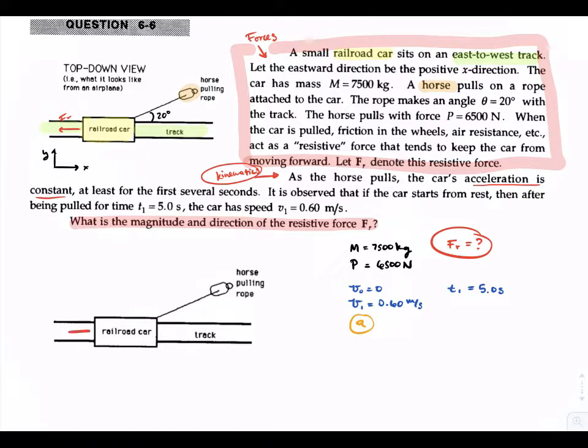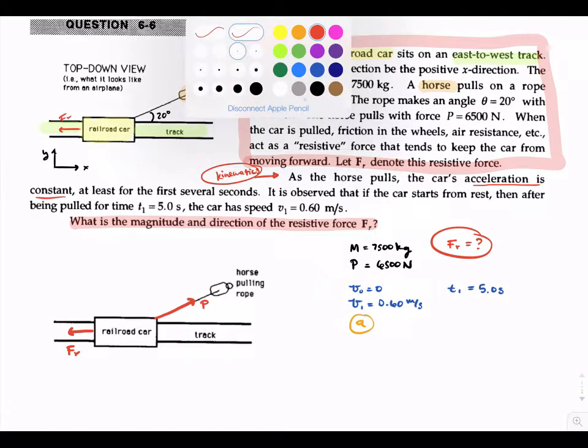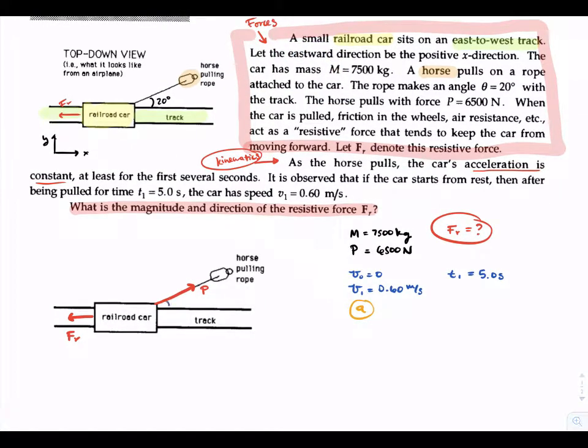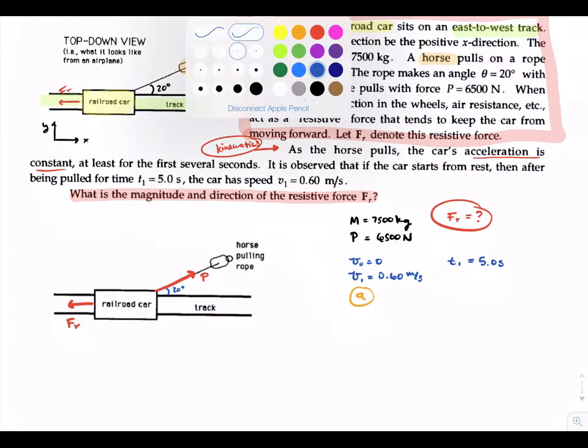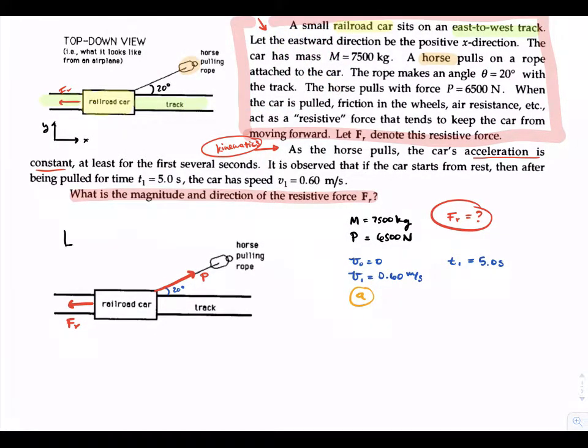Well, we know there's a force in this direction. This is the F resistive, because that's the one we're trying to find. The next most obvious force is this force, which is a tension force, but they've labeled P. We also know the angle right here is 20 degrees, and we're given the coordinate system X and Y.